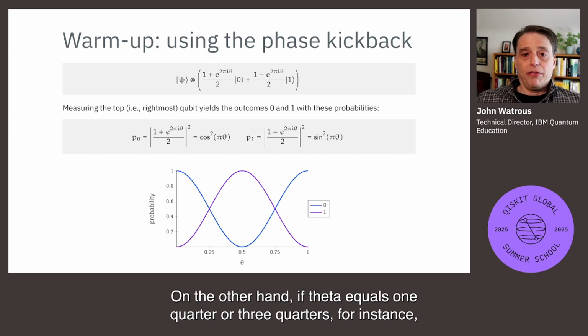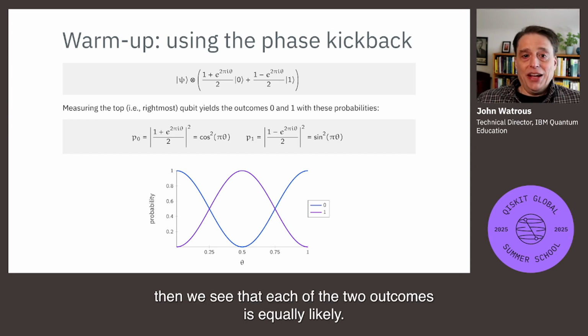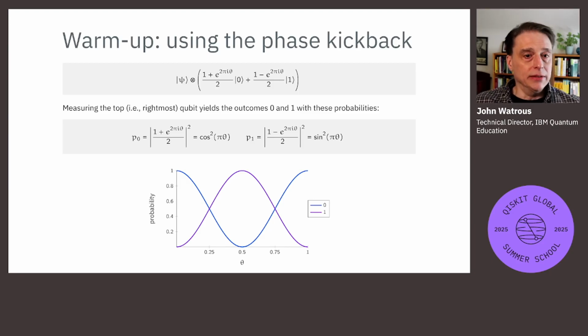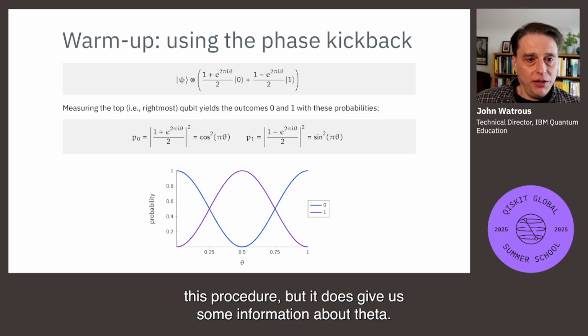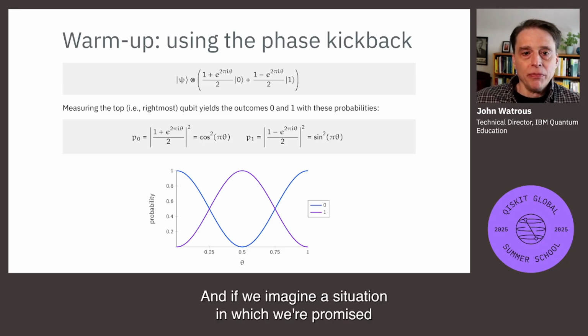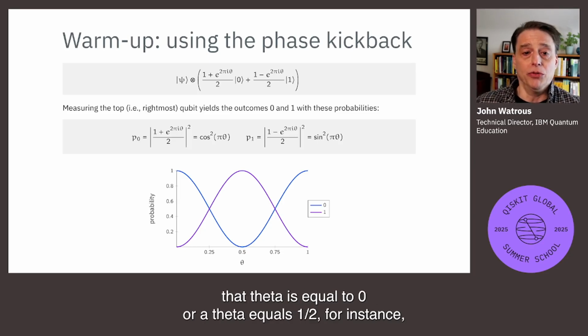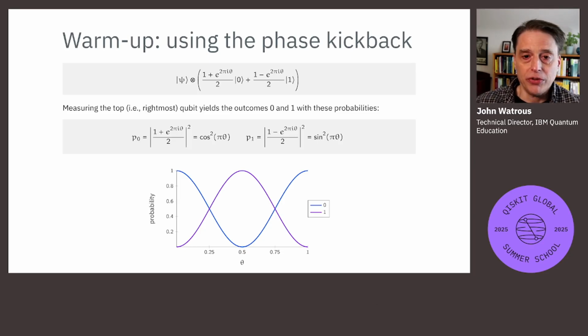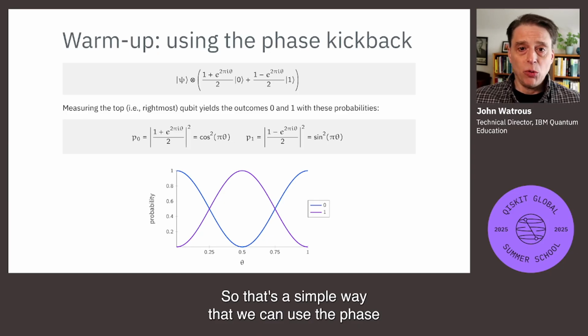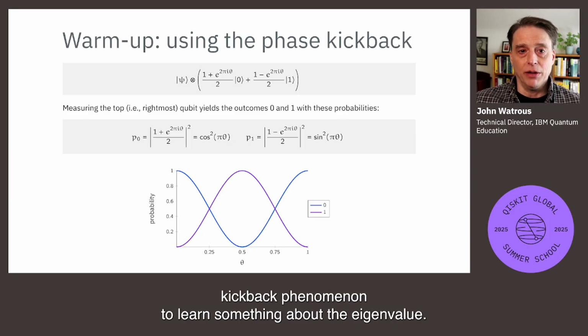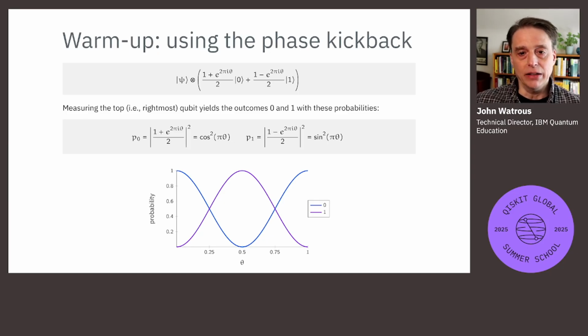On the other hand, if theta equals 1/4 or 3/4, for instance, then we see that each of the two outcomes is equally likely. So we don't learn exactly what theta is from this procedure, but it does give us some information about theta. And if we imagine a situation in which we're promised that theta is equal to 0 or theta equals 1/2, for instance, then this procedure will tell us which one it is without any error. So that's a simple way that we can use the phase kickback phenomenon to learn something about the eigenvalue.